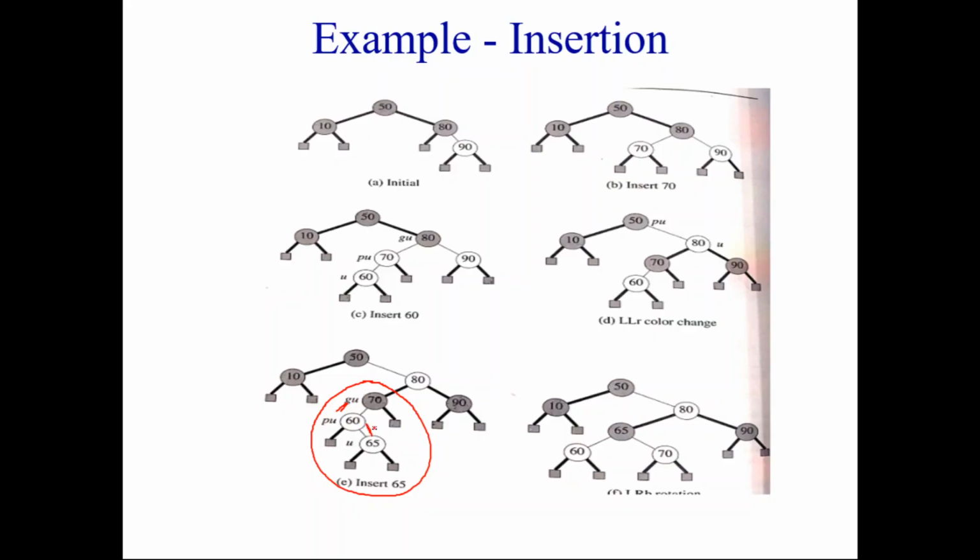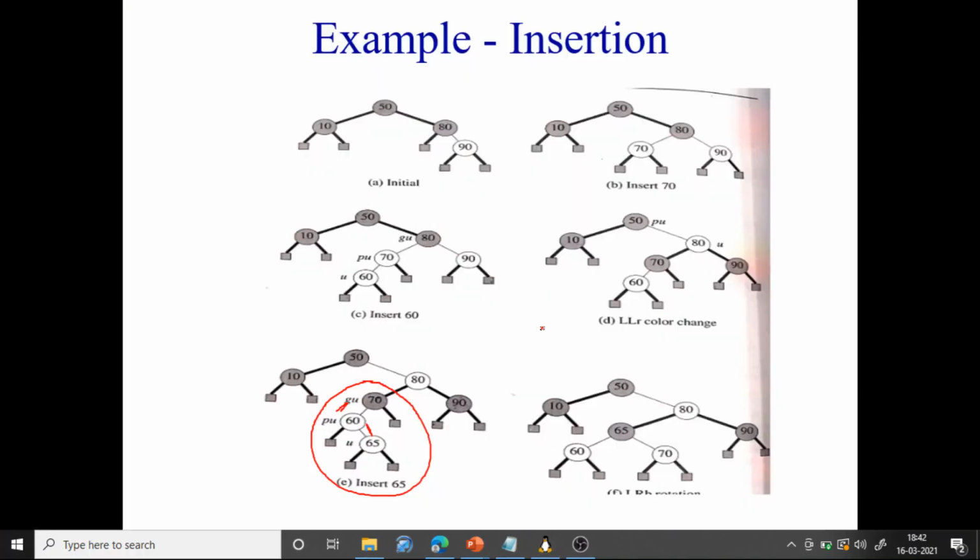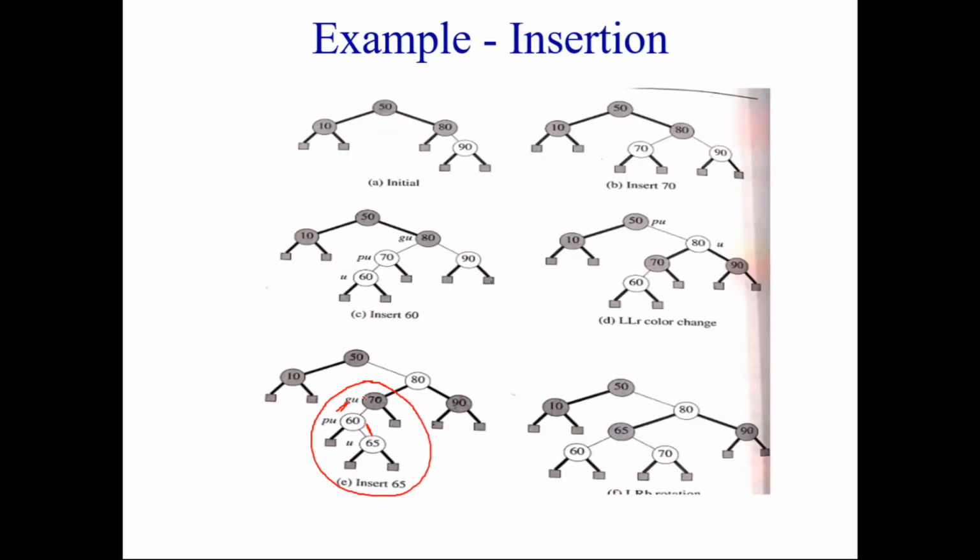So this is the only condition we are checking here: if the parent is the grandparent's left child and the new node is the parent's right child. In that case, first we have to perform what? First we have to perform a left rotation. So it is LR. First we have to perform a left rotation on which node?